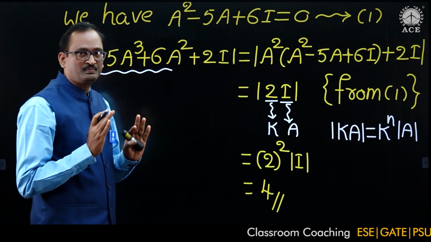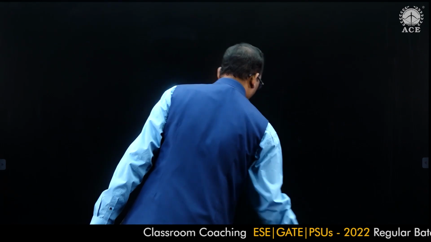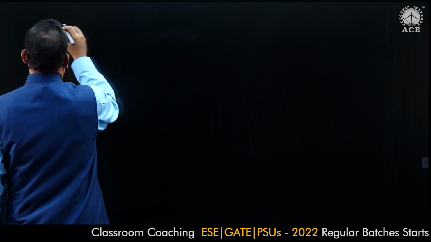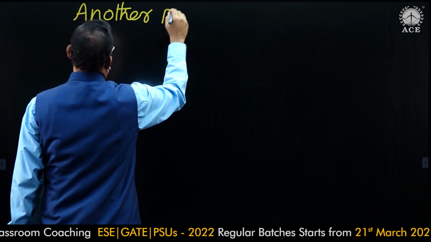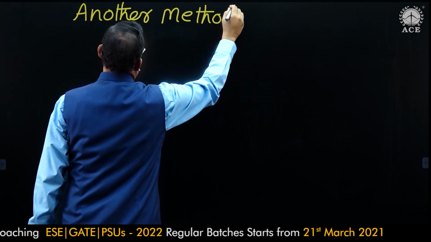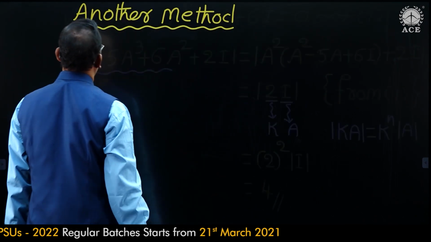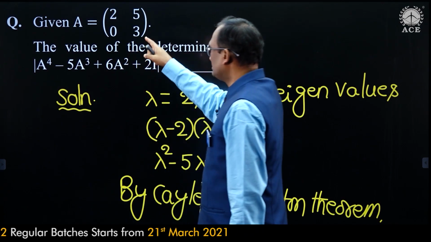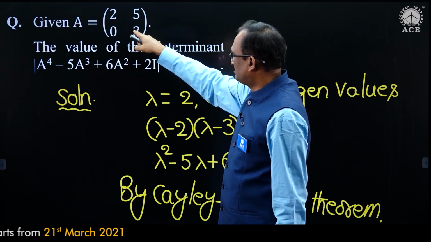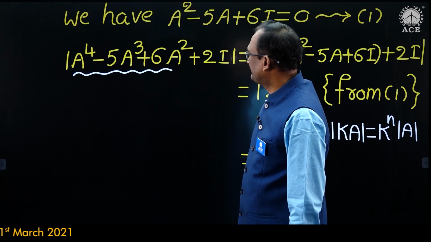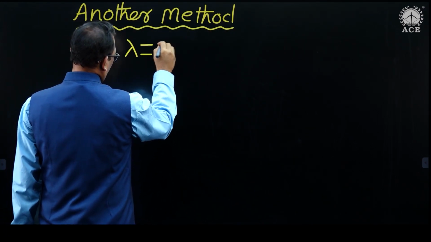We can do the same problem in a different manner also. You'll see. This is an upper triangular matrix. So the eigenvalues are its diagonal elements only, meaning 2, 3. I mean lambda values are 2, 3.